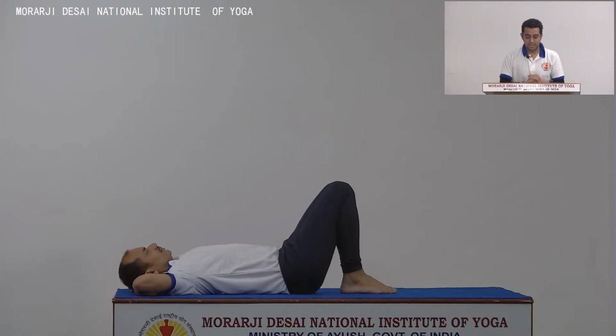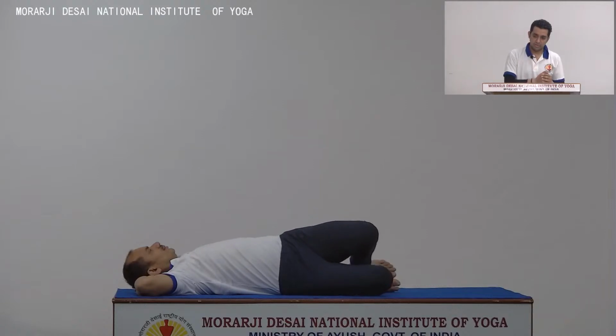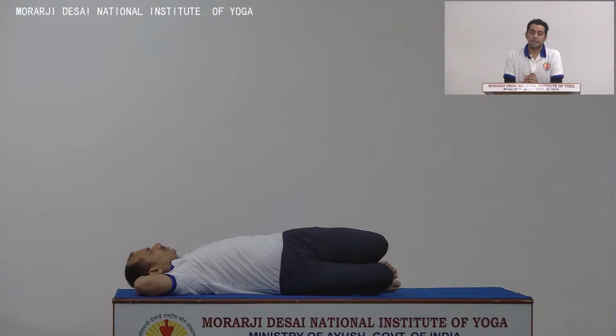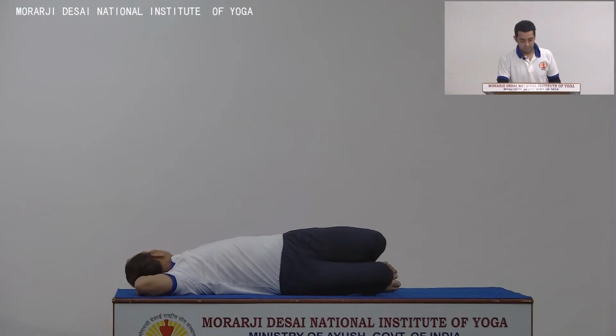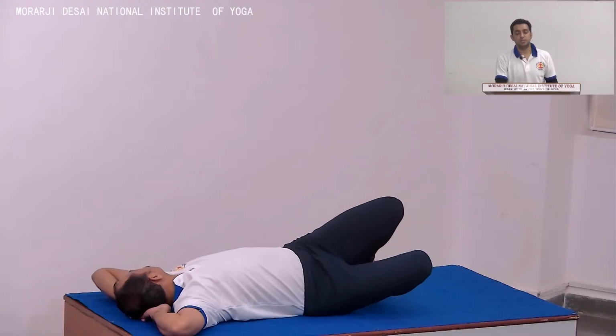Now, with exhale, turn your neck towards the right side. Drop your legs left side or right side and neck opposite side. If you are dropping your legs left side, drop your head right side or vice versa. You have to twist your body, twist your spine. Maintain the position with normal breathing. Slowly come back and repeat it on the other side.